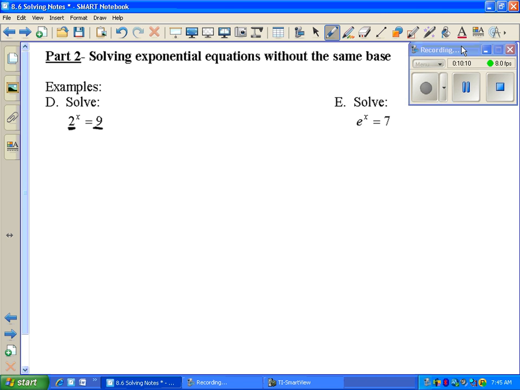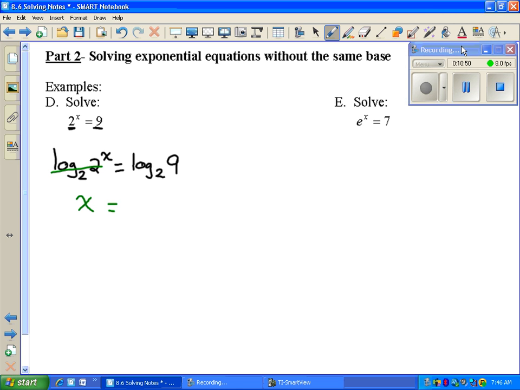How do I do this problem? I have base 2 and a 9. Well, I want to get the exponent, the x, out of the exponent. I want to get the variable out of the exponent. The only way to do that is log base 2 of 2 to the x power. And that's equal to, well, if I do something to one side, I have to do it to the other. So this is log base 2 of 9. Well, remember, the log and the exponent cancel, so my left side is x. X is by itself.